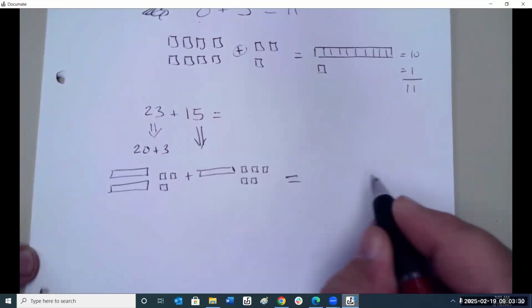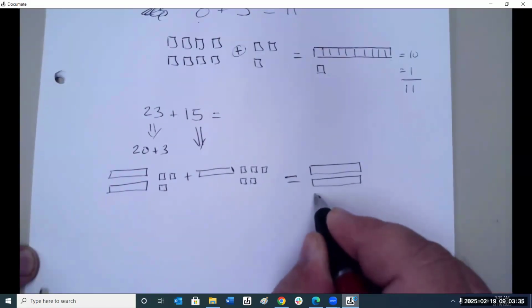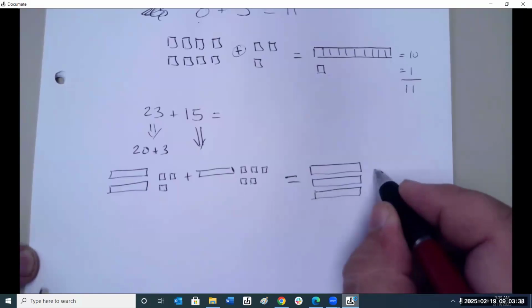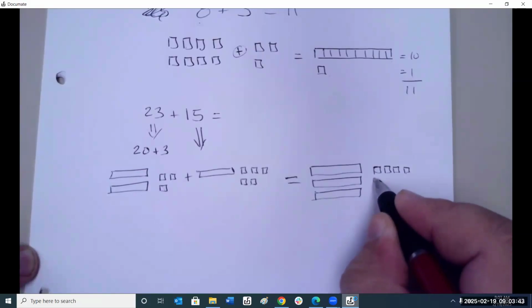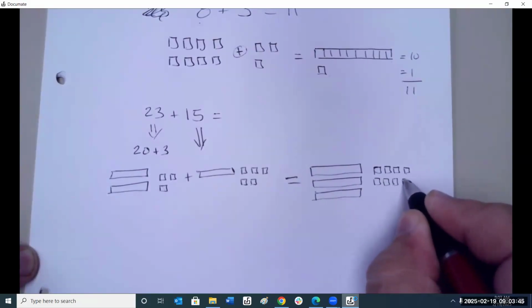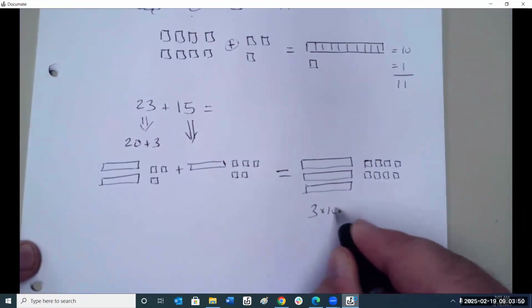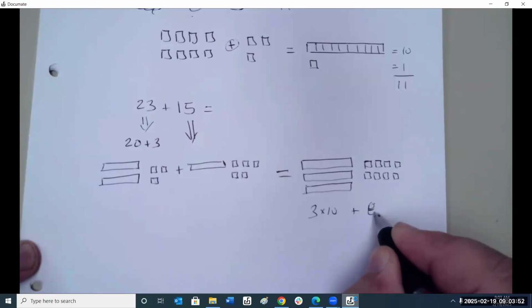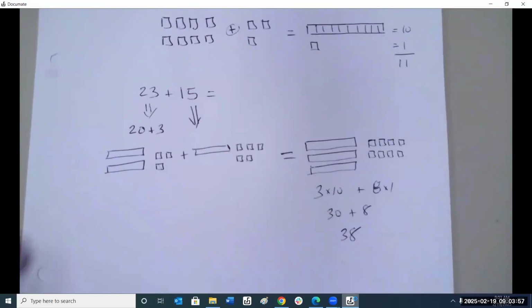So when the kids put those together, they got 3 longs and 8 units. So this is 3 times 10 plus 8 times 1, which is 30 plus 8. And this is how you teach them addition. What else?